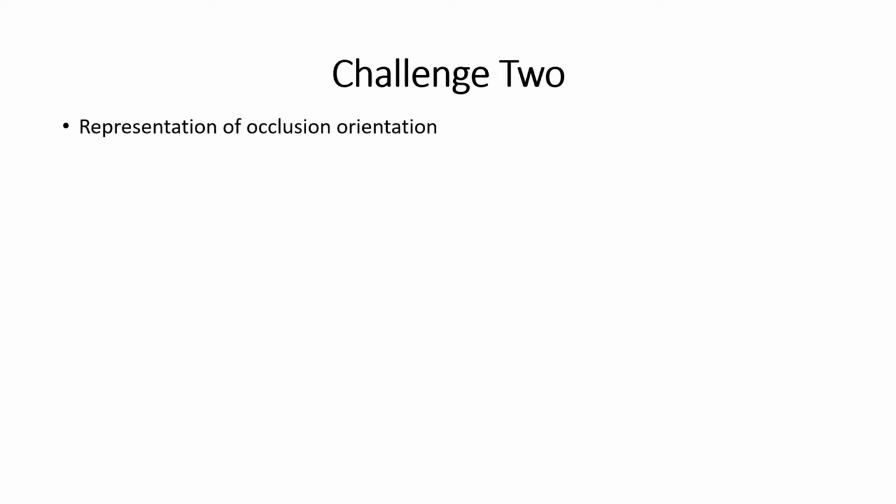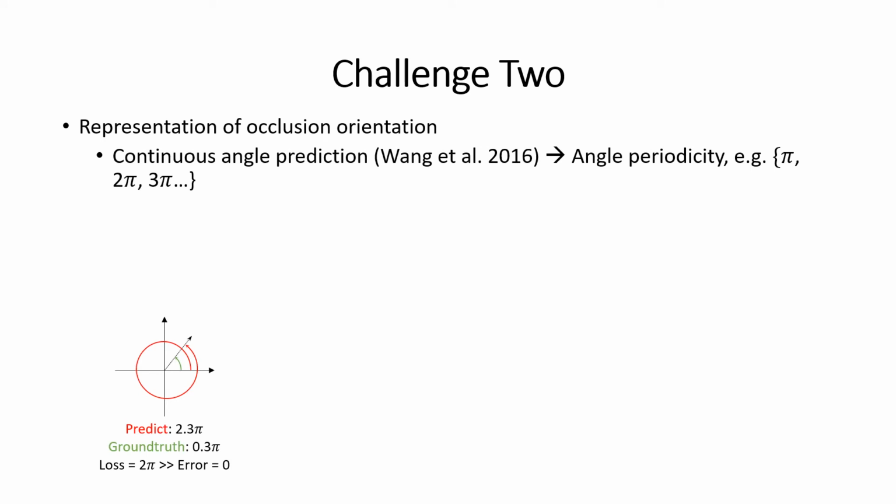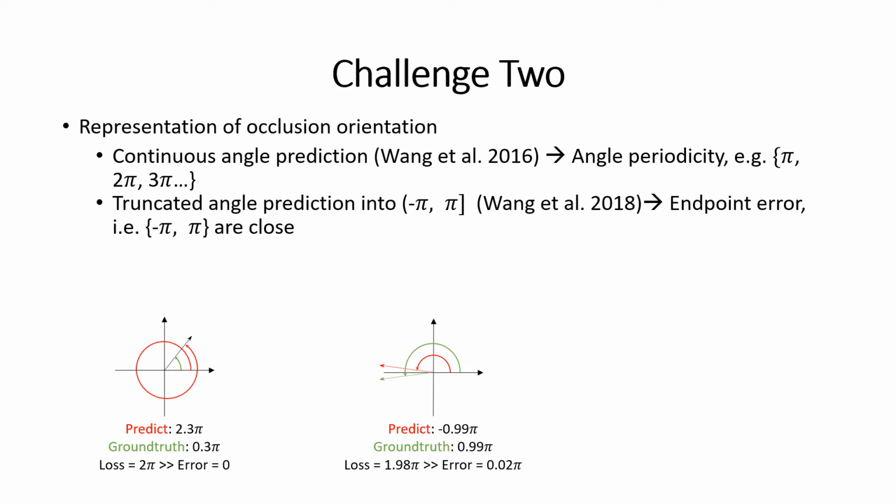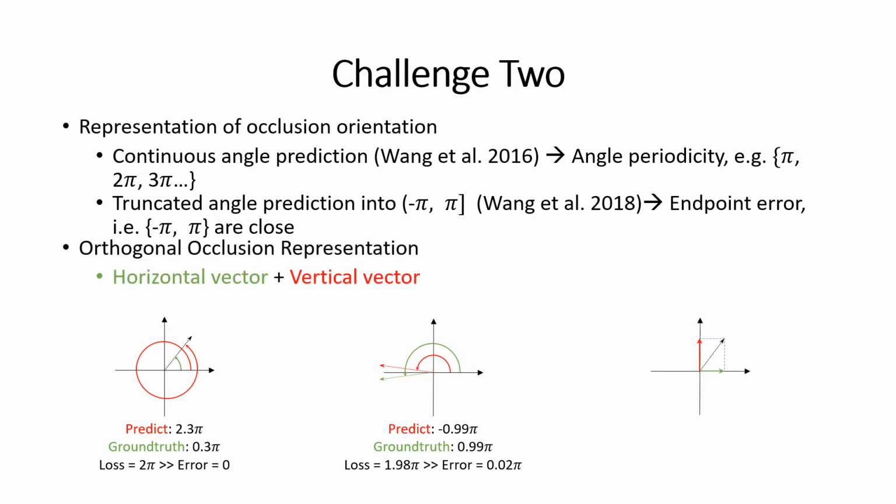The second challenge is a good representation for occlusion orientation. Some previous work represents orientation using continuous angles and uses the distance function for loss computing. However, this results in the angle periodicity problem, where angles with a distance of 2π could produce large errors. Other work truncates the angles into -π to π. Unfortunately, this also results in endpoint errors. That is, angles close to the endpoint angles -π and π produce large inaccurate errors. We therefore propose an orthogonal occlusion representation to predict the sign magnitudes of a horizontal vector and a vertical vector.